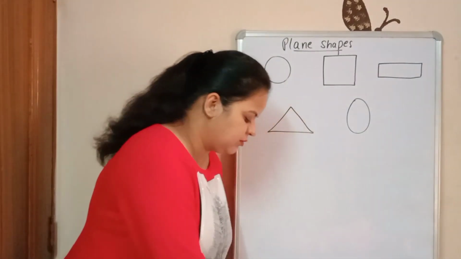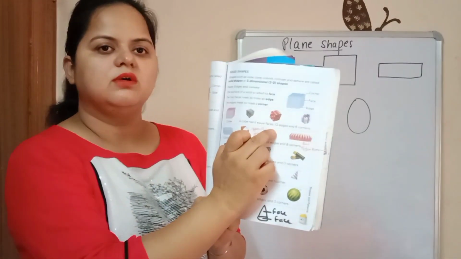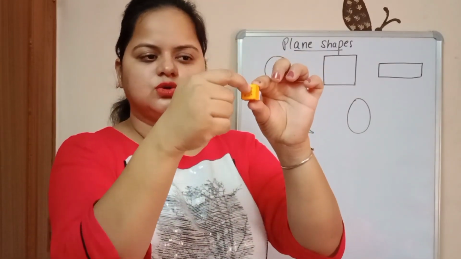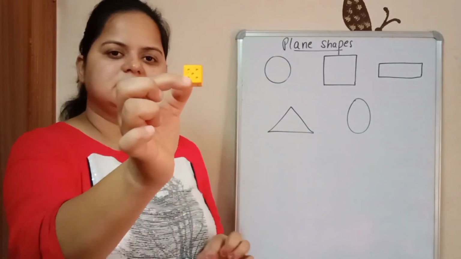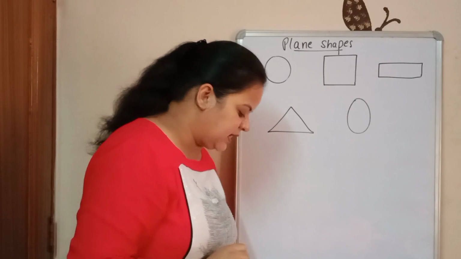Here you can see in your book, it is written 6 equal faces. You can see 6 equal faces in a cube. 1, 2, 3, 4, 5, 6. Yes, it has 6 faces. Now we will count the edges.